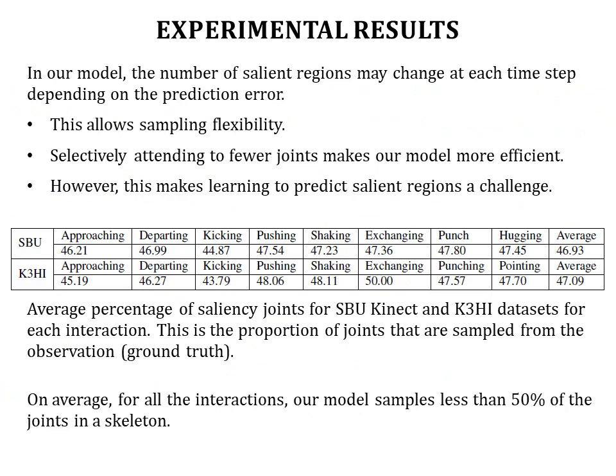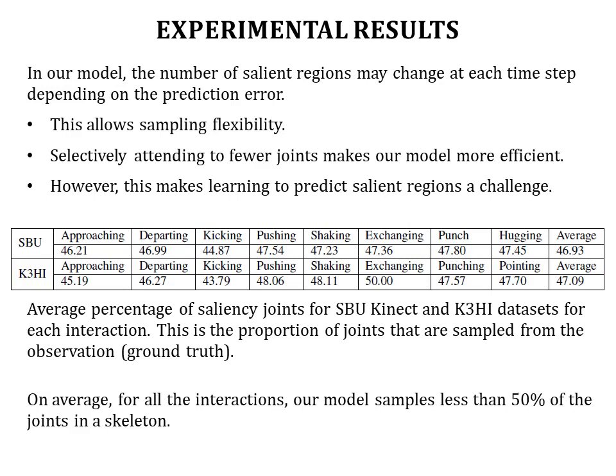Now, some numerical results. In our model, the number of salient regions, as we saw in the last 2 slides, may change at each time step depending on the prediction error. This has a number of advantages. Most importantly, this allows sampling flexibility. So, we are not fixed to the number of joints we can sample. Selectively attending to fewer joints makes our model more efficient, because we are not fixing the number of joints that we will attend to. So, we can sometimes attend to fewer joints than given, sometimes to more, but this makes our model more efficient. We select the number of joints we want to attend to as needed.